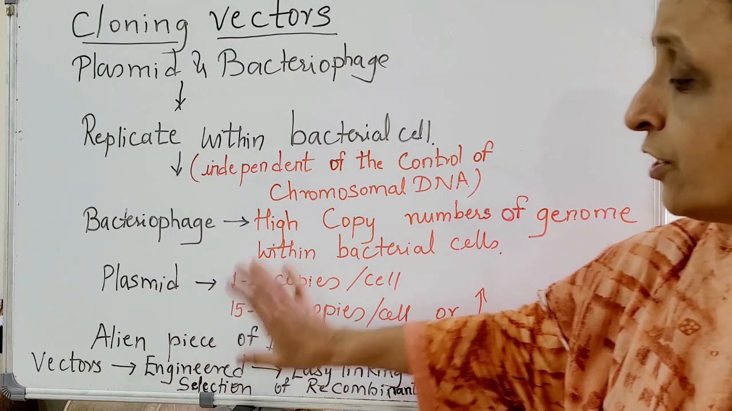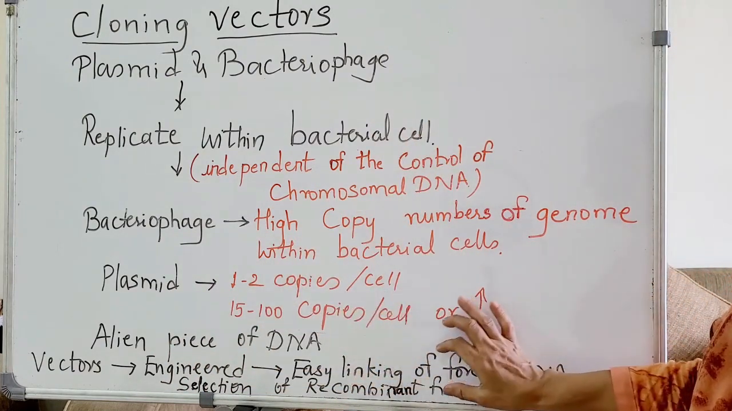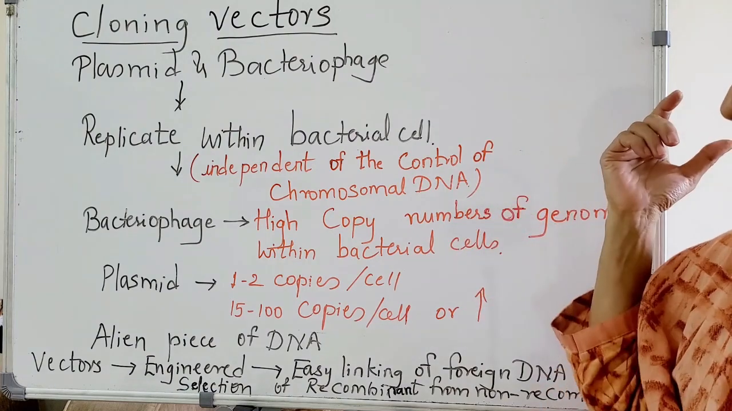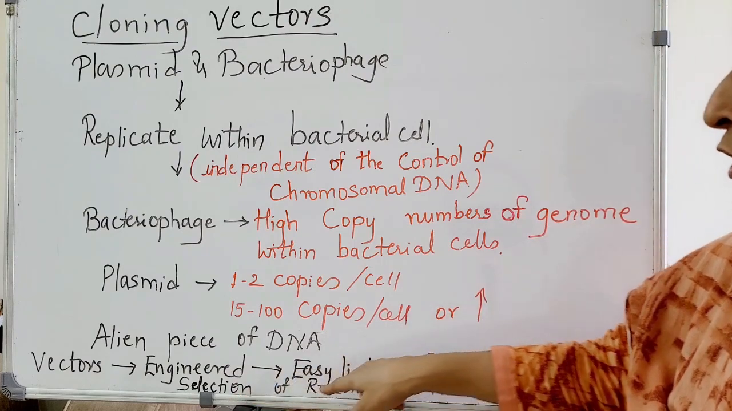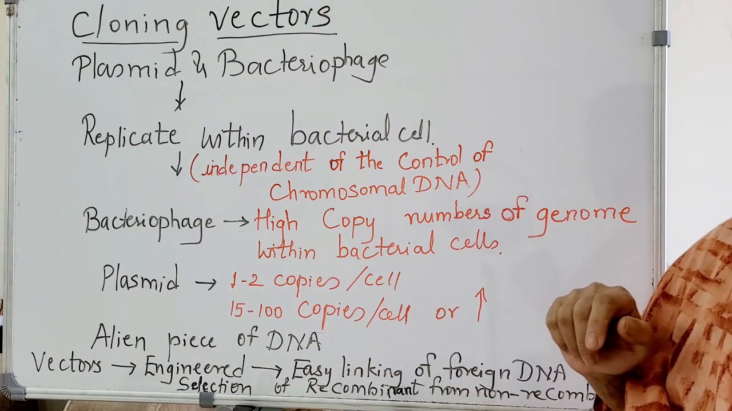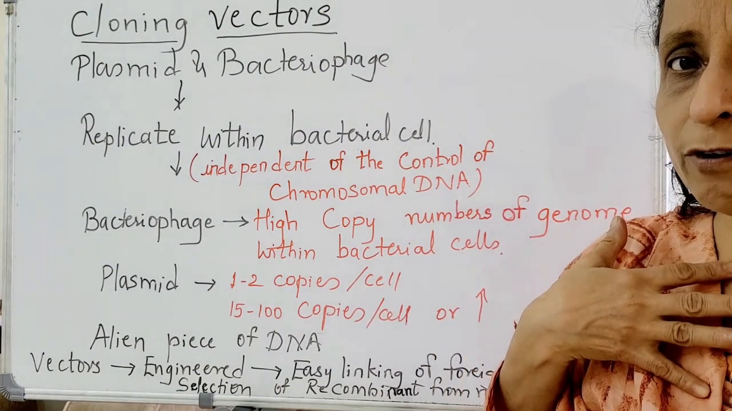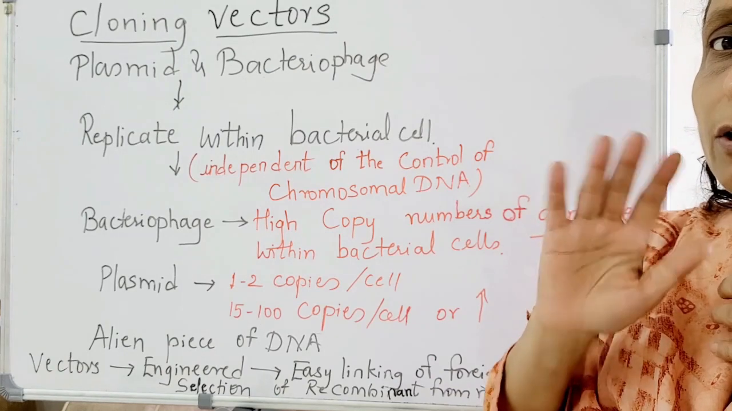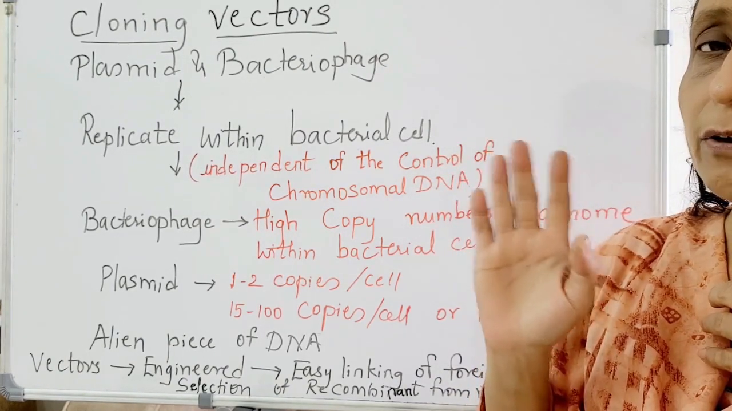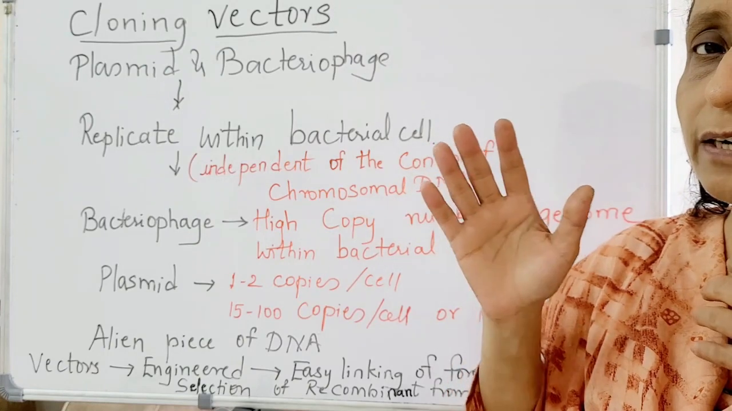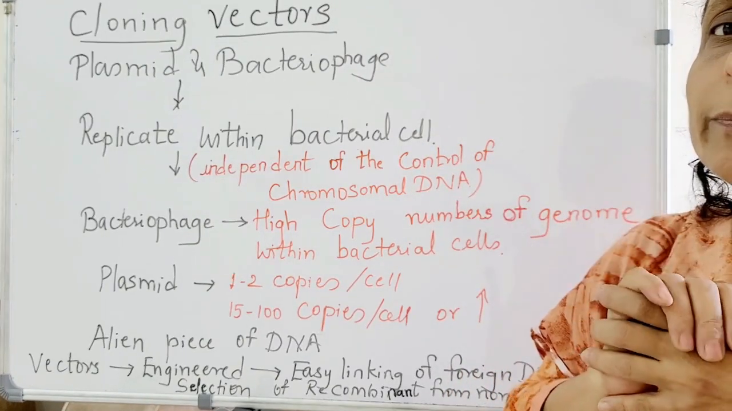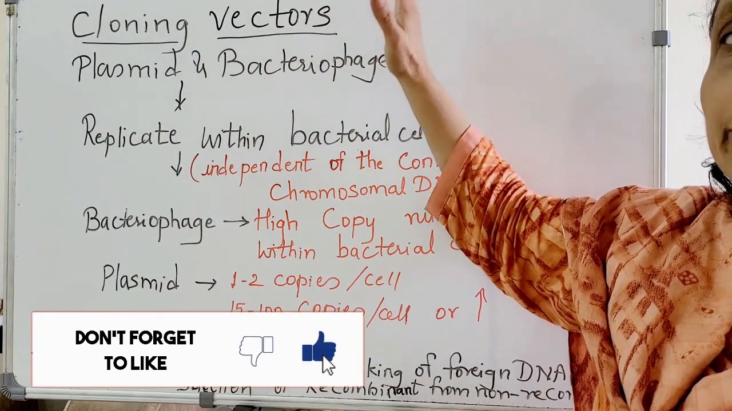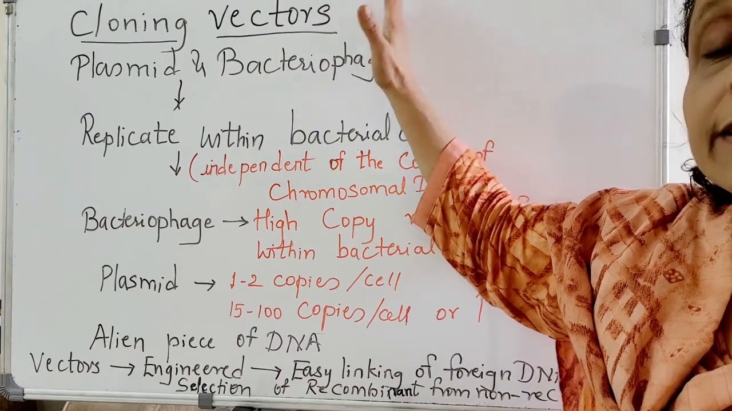Now vectors are engineered for easy linking of foreign DNA. Foreign DNA has to get attached to this vector. They are capable of selection of recombinant from the non-recombinant. Recombinant, we want it to multiply. So vectors are going to select the recombinant. Non-recombinant, we have not made it, so it is going to be discarded. So selection of the recombinant DNA is done by the vectors. So this is how the cloning by vectors takes place.